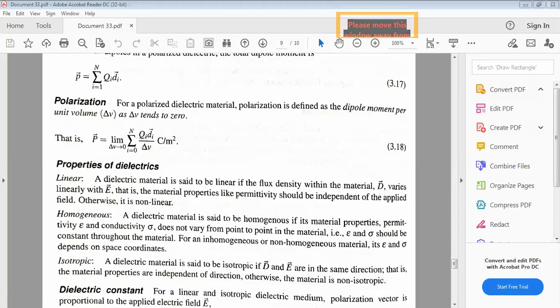Here, the dielectric material is said to be isotropic if D and E are in the same direction. That is, the material properties are independent of direction. Otherwise, the material is anisotropic or non-isotropic. If D and E are in the same direction, then it is isotropic. If D and E are not in the same direction, then it is called non-isotropic.